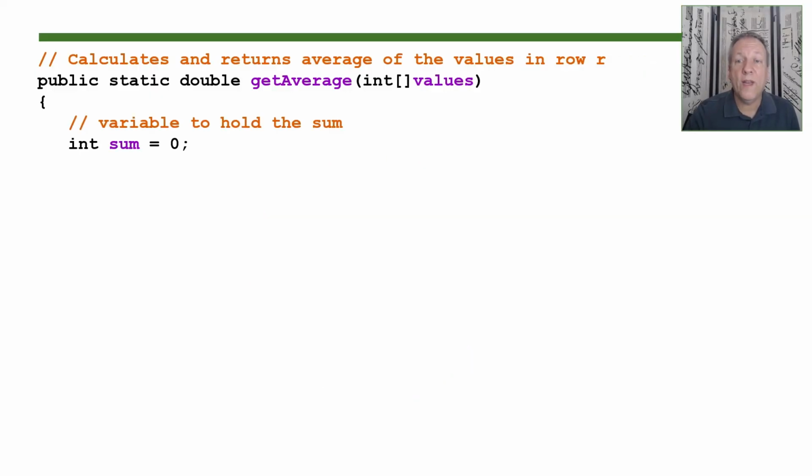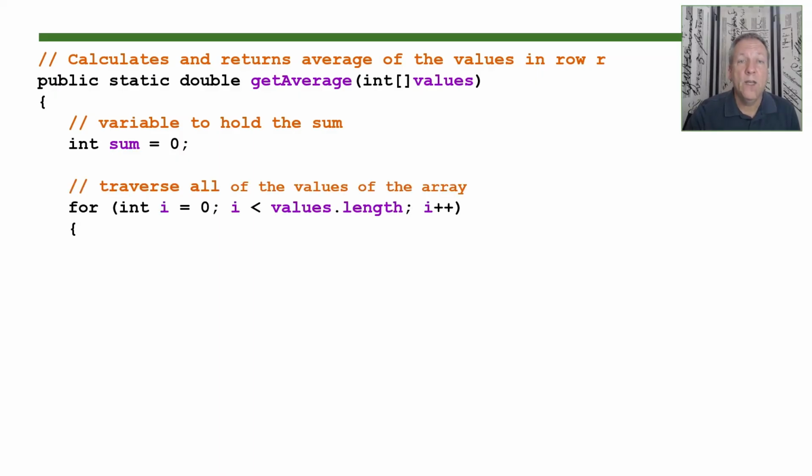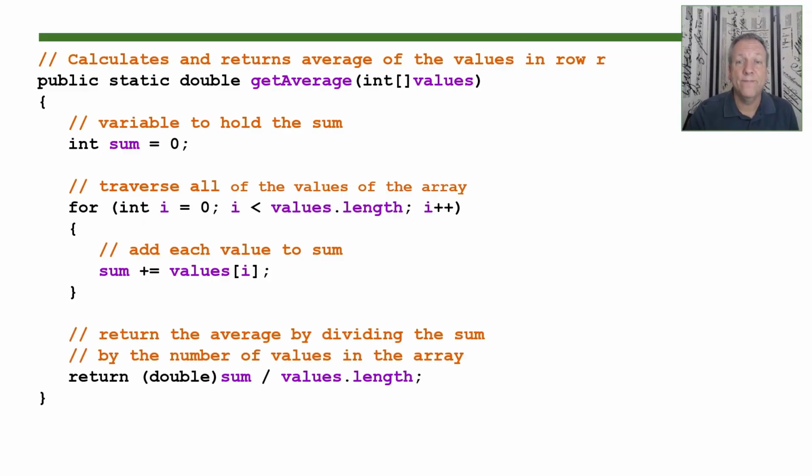First, we're going to create a local int variable called sum to hold our total. Now we're going to traverse through all the values in the array. We're going to do this using a for loop. And so our loop is going to have an int i equals 0 to start, and our boundary i less than values.length. Every time we extract a value, values[i], from the array, we're going to add that to sum. And again, we're using that loop variable i to indicate the index here.